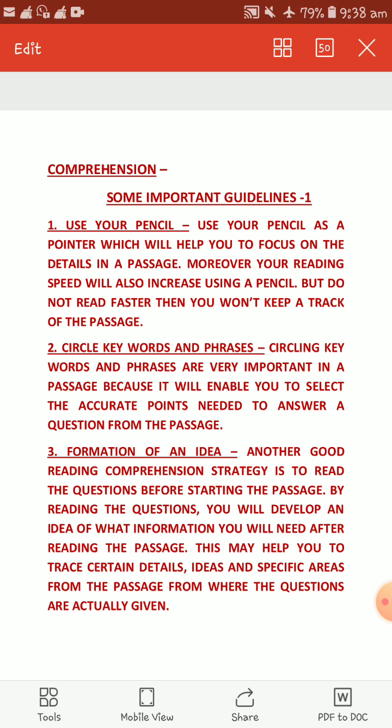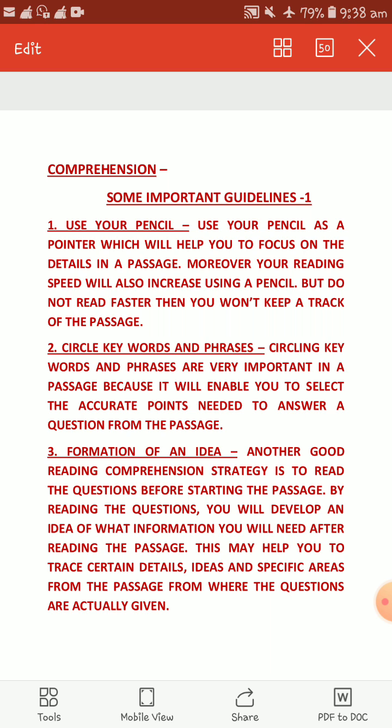Now, pointer, why? Because if some idea strikes while reading the passage, if you get some important points which you feel you can use in the answer part while you are solving the questions related to that unseen passage, if you mark it initially, it will help you to locate and identify. Moreover, if you use a pencil, your reading speed will also increase.